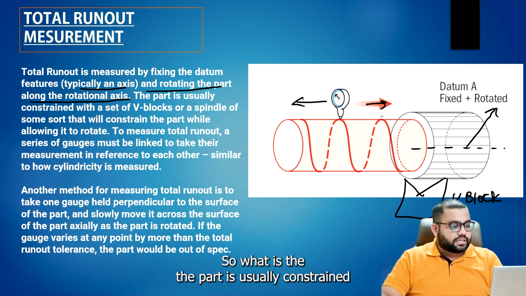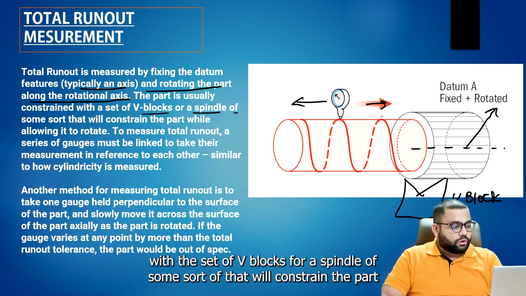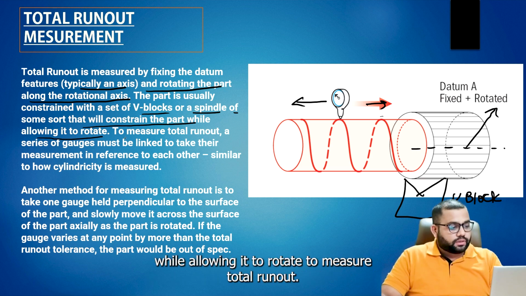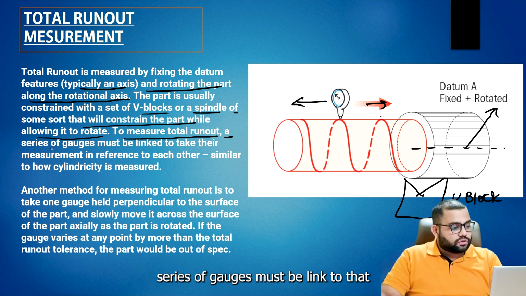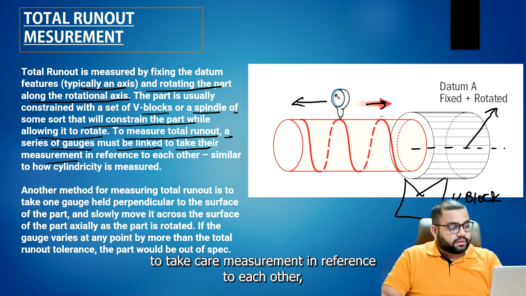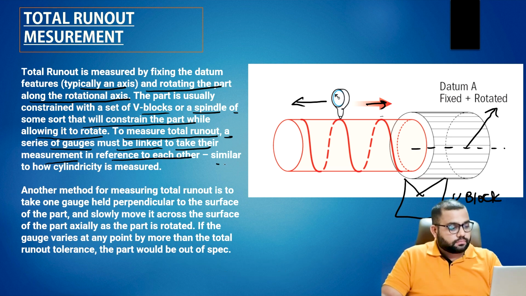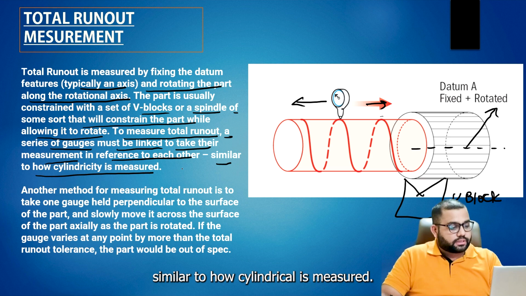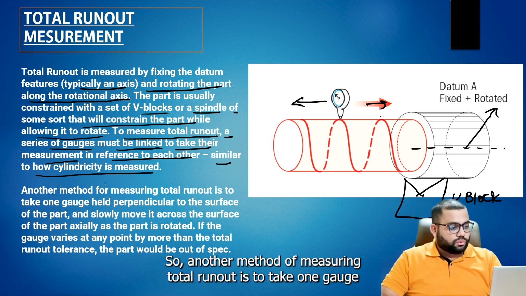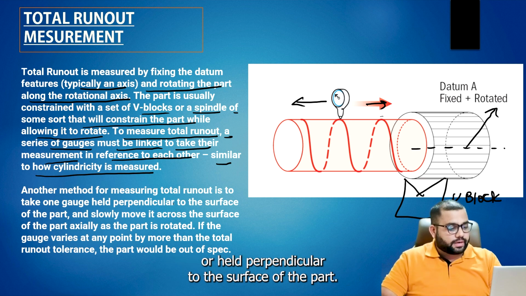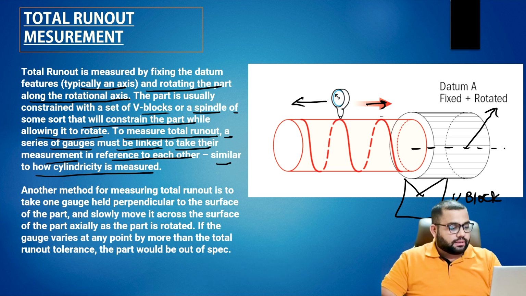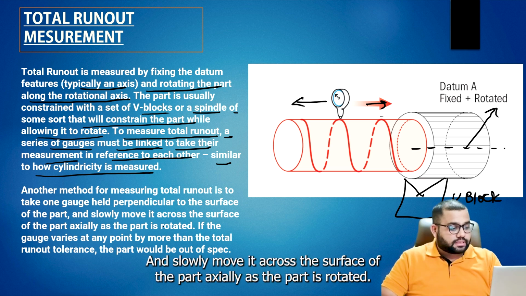The part is usually constrained with a set of V blocks or a spindle of some sort that will constrain the part while allowing it to rotate. To measure total runout, a series of gauges must be linked to take measurements in reference to each other, similar to how cylindricity is measured. Another method of measuring total runout is to take one gauge held perpendicular to the surface of the part and slowly move it across the surface of the part axially as the part is rotated.